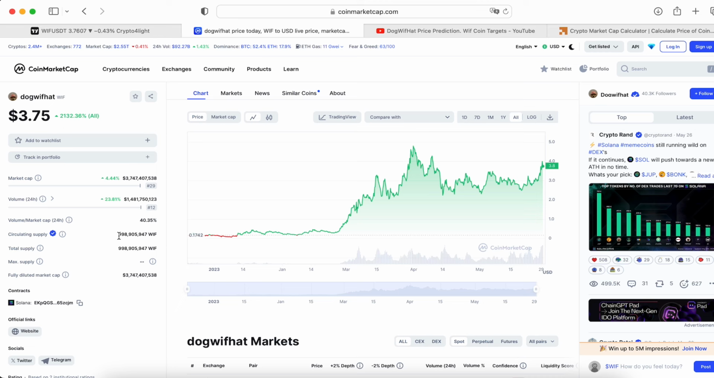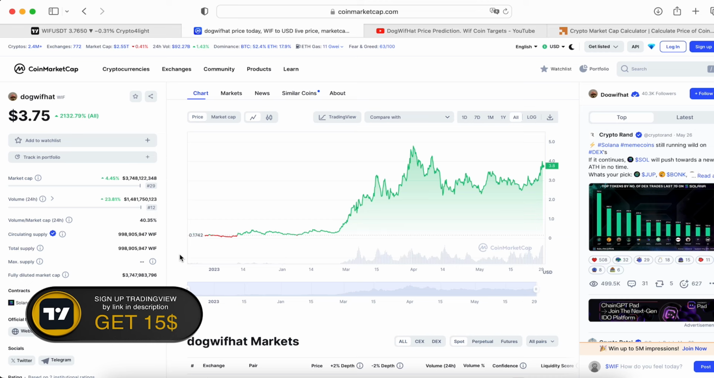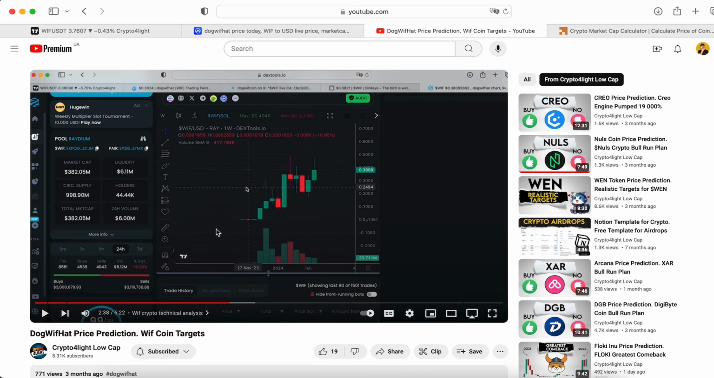Because of circulation supply. DogWifHat does not have billions, trillions or quadrillions of coins in circulation like many other coins. DogWifHat has 100% of coins unlocked, and it's about 991 million coins in circulation. So basically, it's a normal circulation supply. And congrats to everybody who jumped into this no-name coin at this price target.